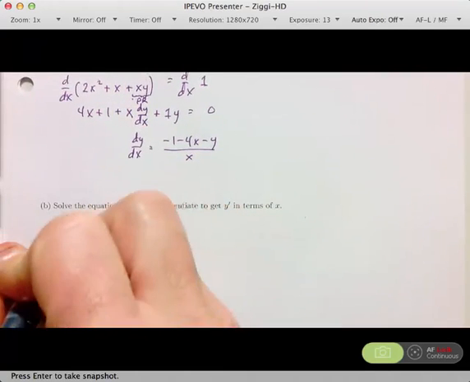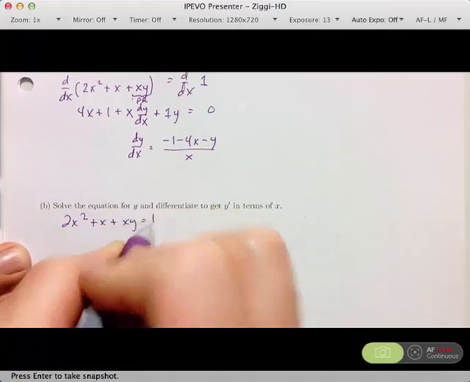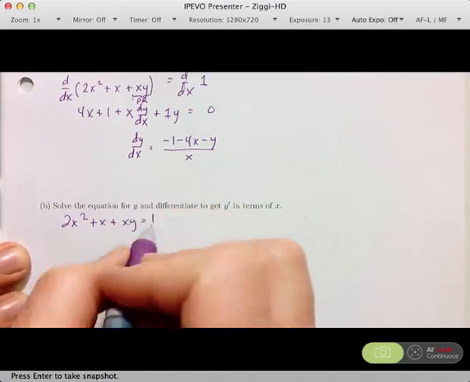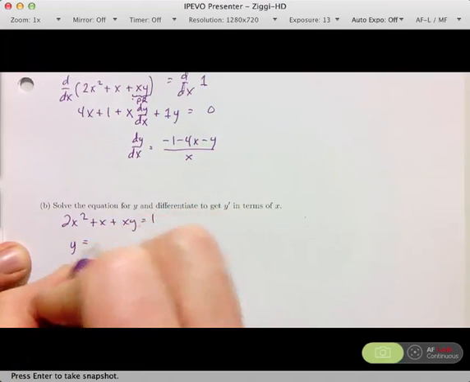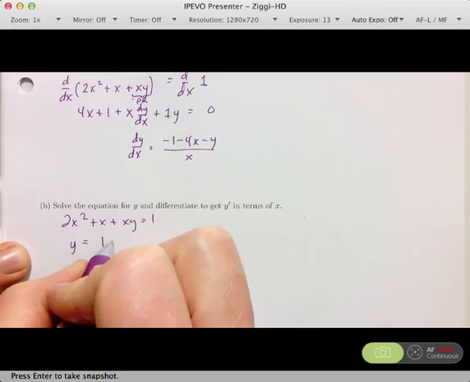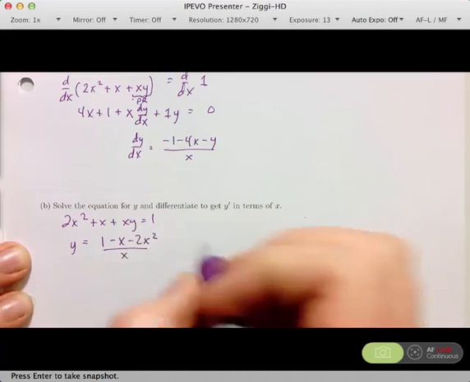Okay. Now if we want to do this explicitly, we need to solve our equation above. All right, I'll rewrite it here, for y to get that in terms of x. So we want to get y explicitly as a function of x. So that's y equals 1 minus x minus 2x squared, all divided by x.